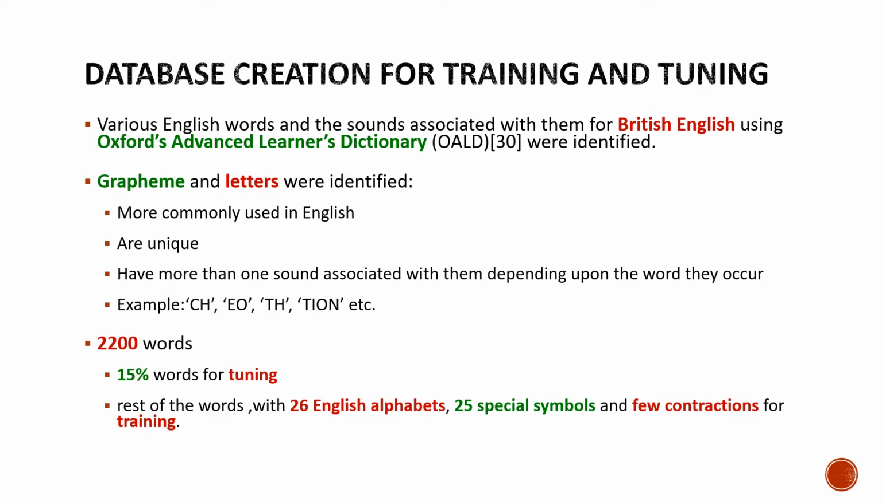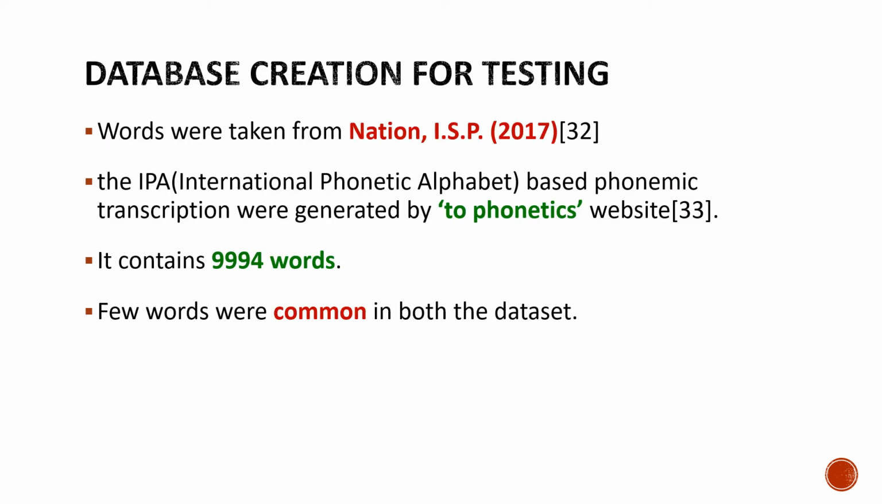15% of the words were selected randomly for tuning and the rest of the words were used for training the transliteration system, with 26 English alphabets, 25 special symbols, and a few contractions. The testing dataset was prepared by using the words given in Nation ISP 2017 and by using the IPA-based phonemic transcription generated by the ToPhonetics website. This dataset contains around 9,994 words. A few words were common in both the datasets.